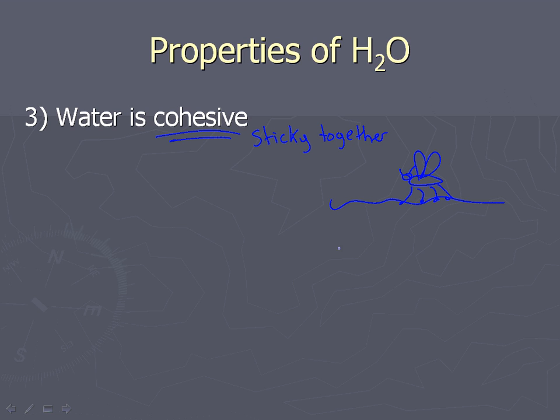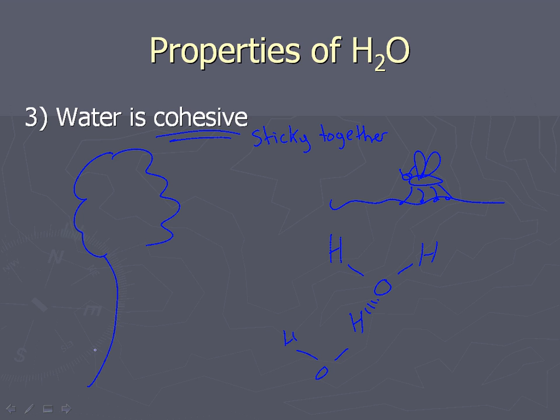So why is the water sticky? It's due to these hydrogen bonds. Due to this attraction between them, it just has that extra little hold together. So in terms of living things, why is this important?